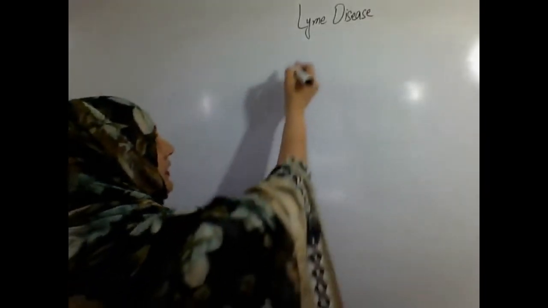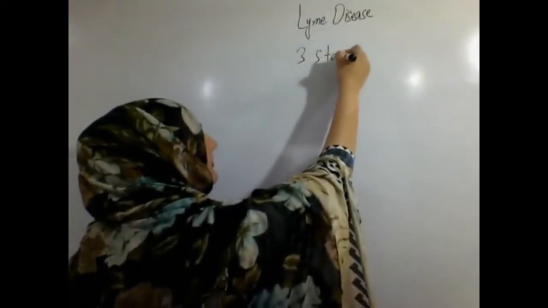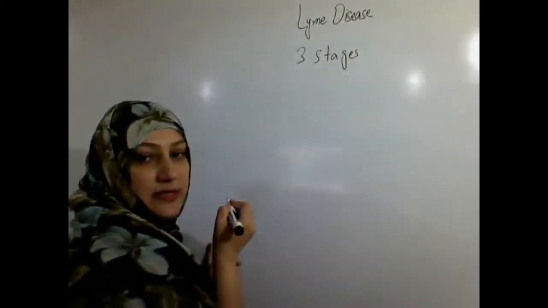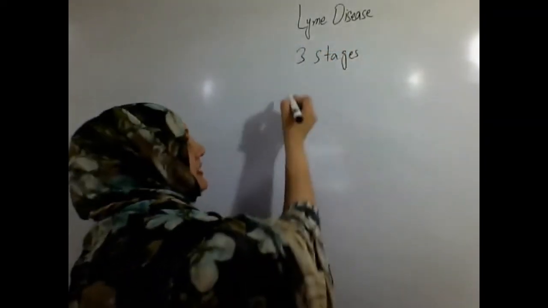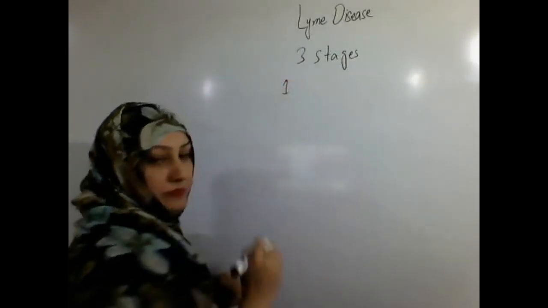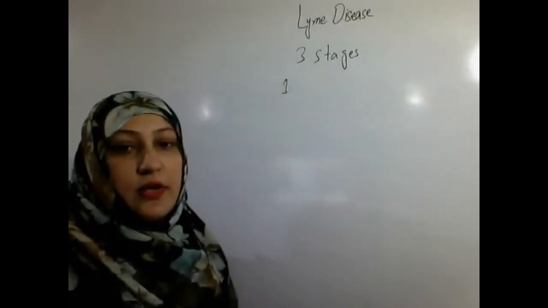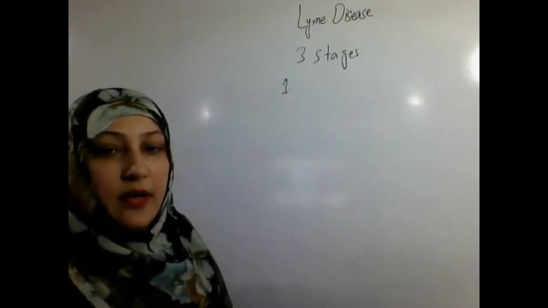This disease occurs in three stages. Lyme disease consists of three different stages. We start by discussing the stages of Lyme disease. First of all, we discuss the first stage of Lyme disease.